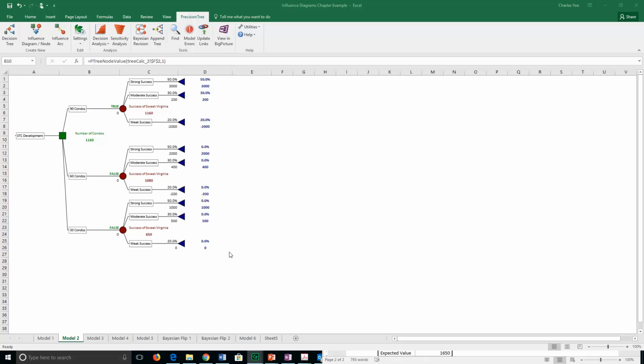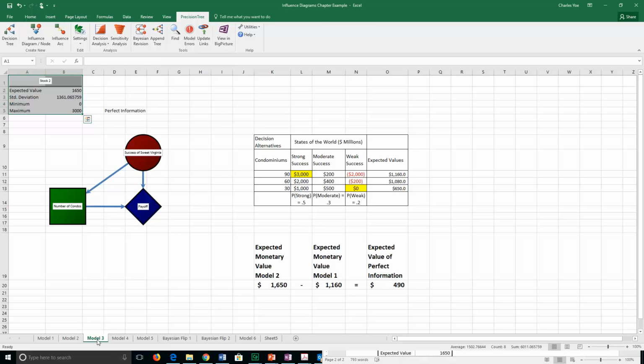Suppose there's an expert on these developments who can tell us with 100% certainty whether success would be strong, moderate, or weak. How much would we be willing to pay for this perfect information? Let's look at the second influence diagram. Notice this diagram adds an arc from success of the Sweet Virginia project to the number of condos. This change is telling us that we know the answer to the success question before we make our decision.